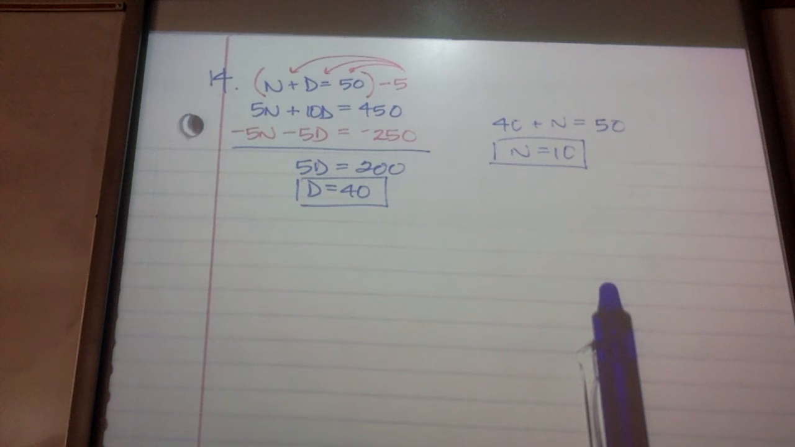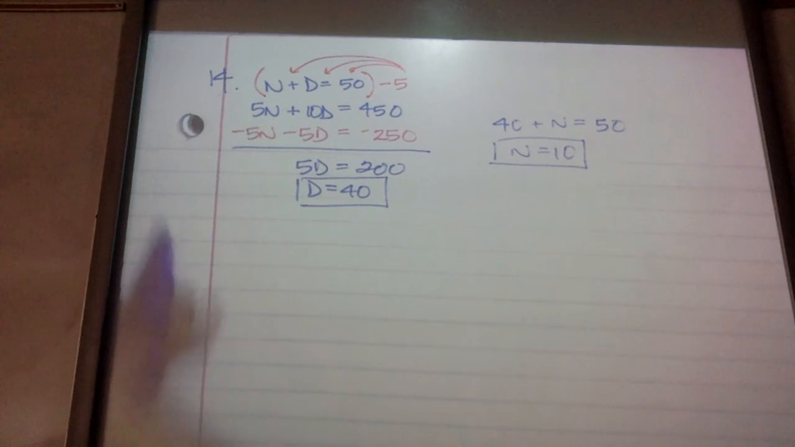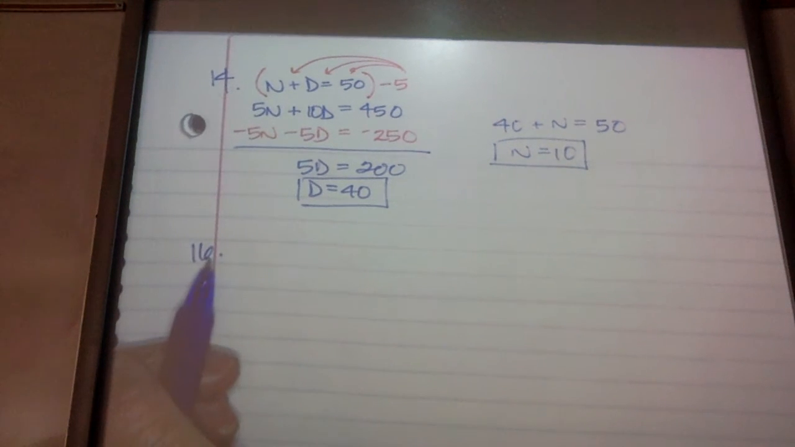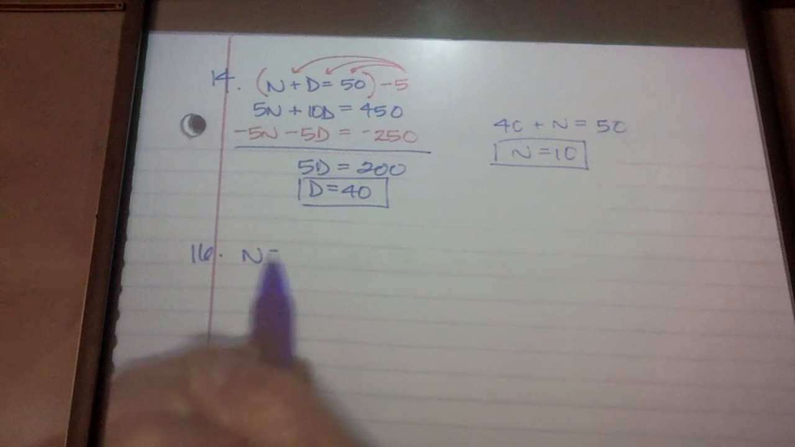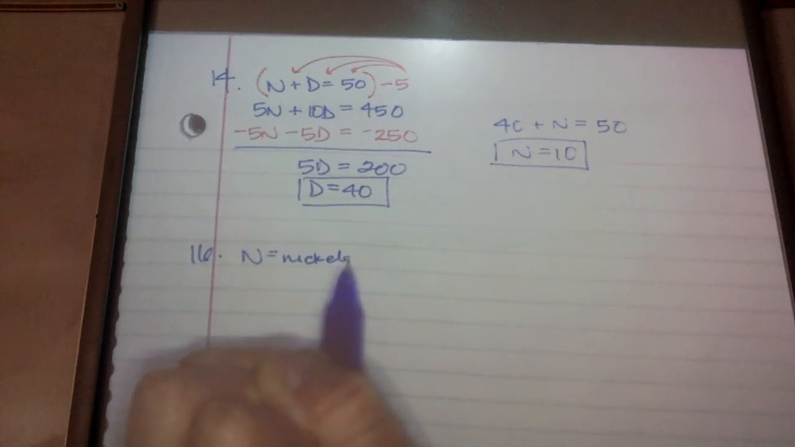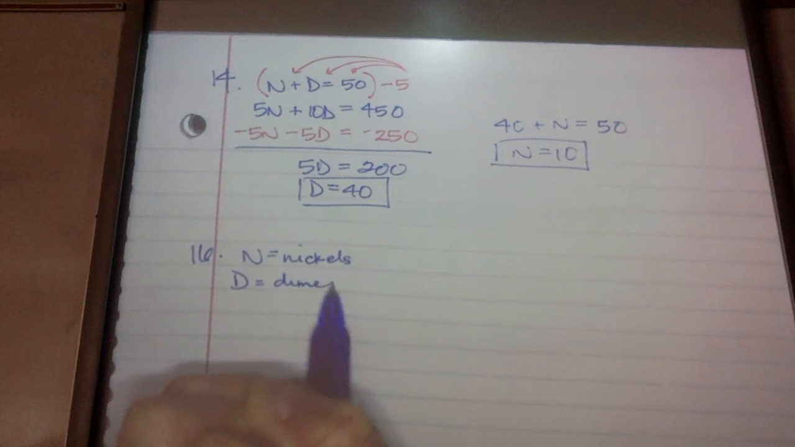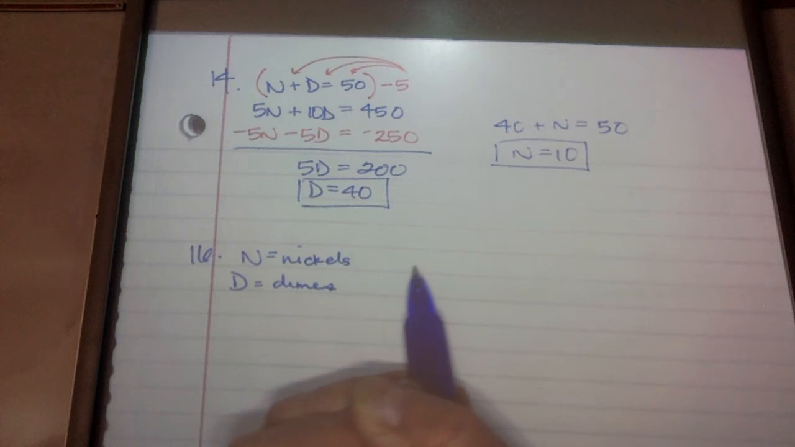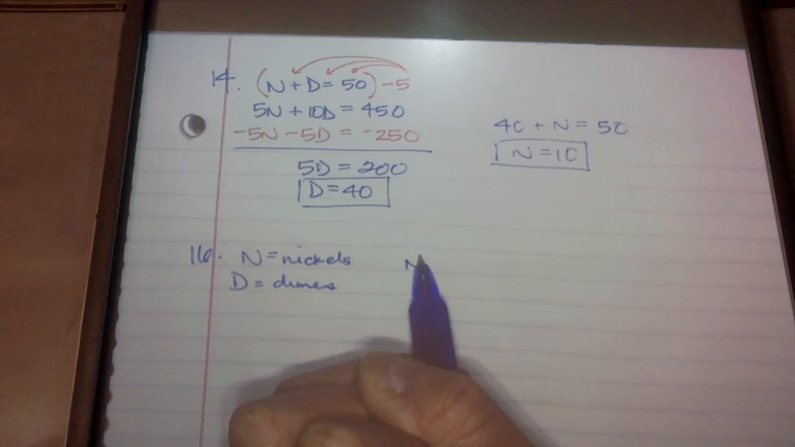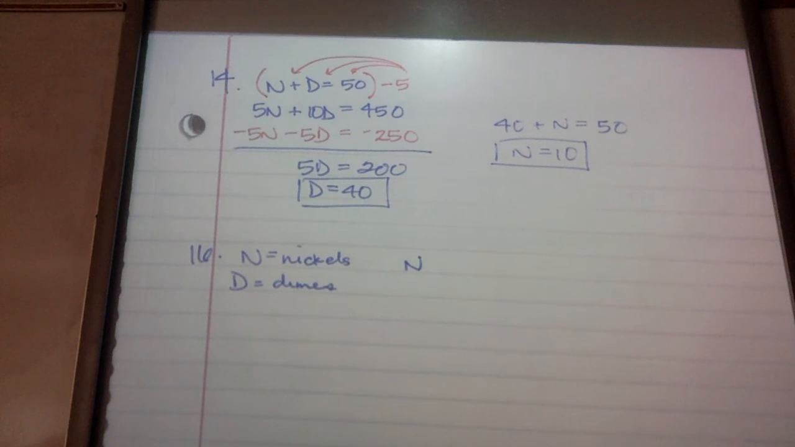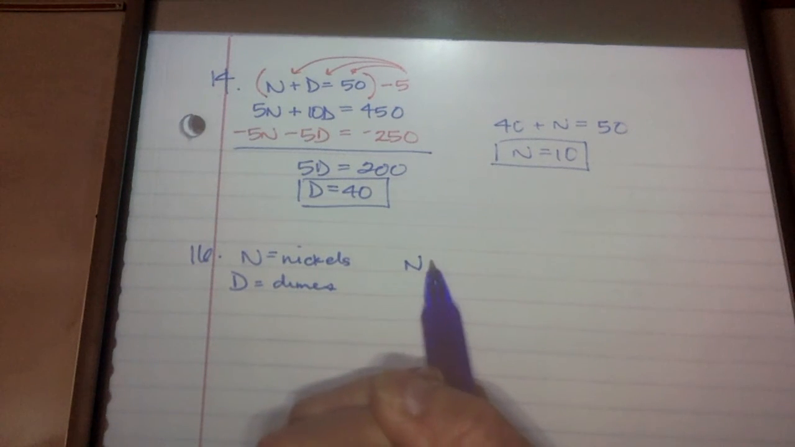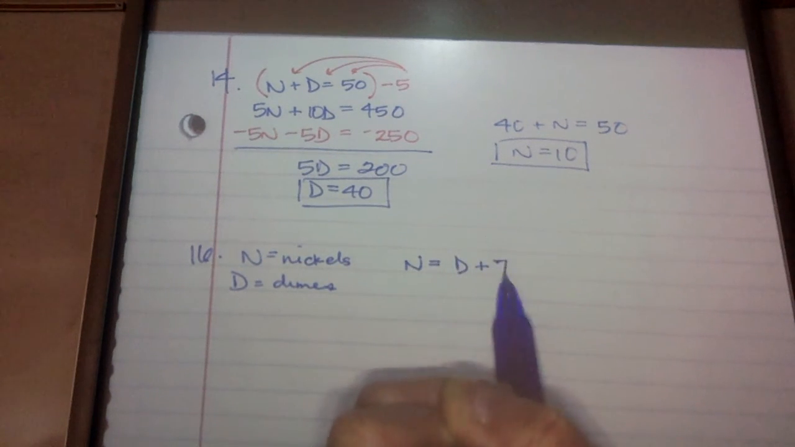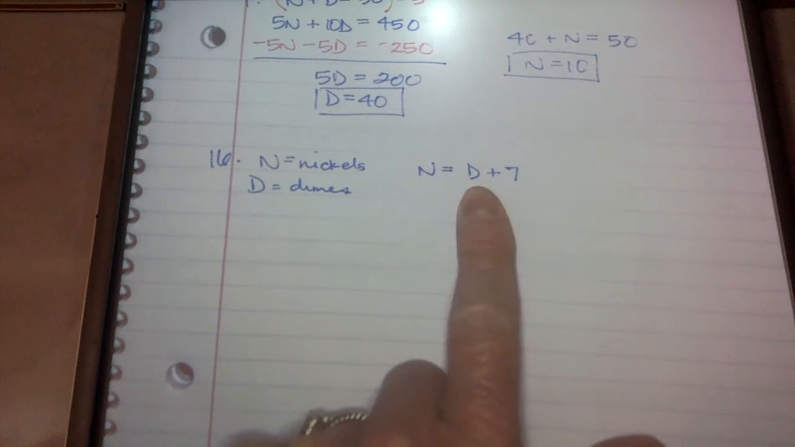If they didn't set it up for you, it's not as simple. For example, number 16, they told me that I'm going to use N for nickels, D for dimes. They told me that the number of nickels exceeds the number of dimes by 7. So that would mean that nickels equals dimes plus 7, right? Whatever the dimes, so if dimes were 10, then I would have 17 nickels. So set it up so that it makes sense if you were to plug in actual numbers.